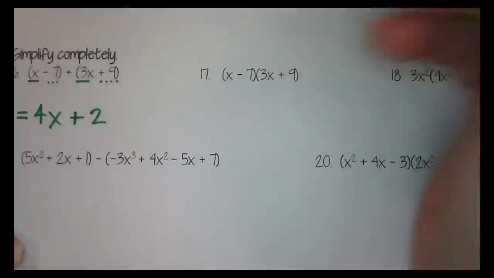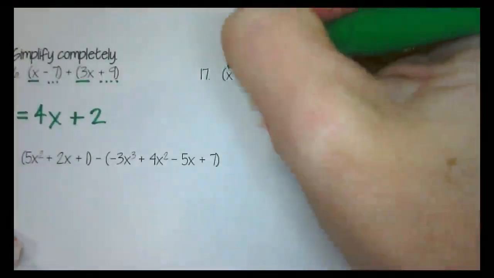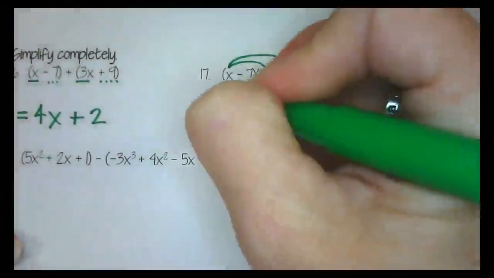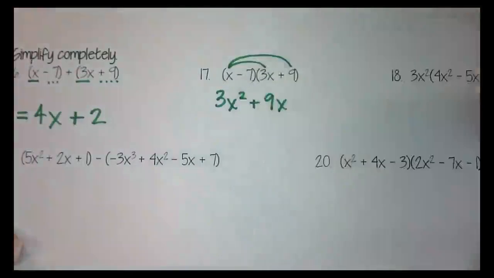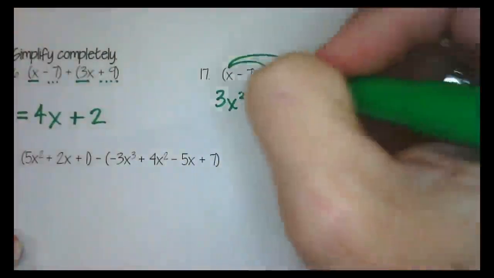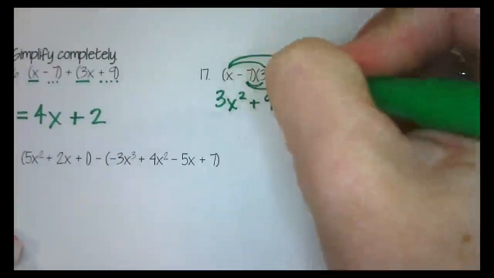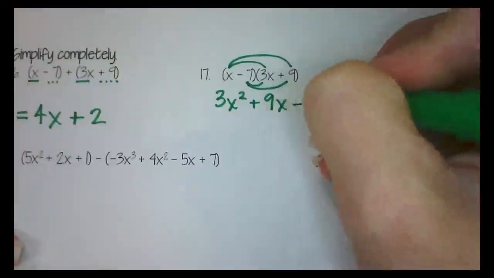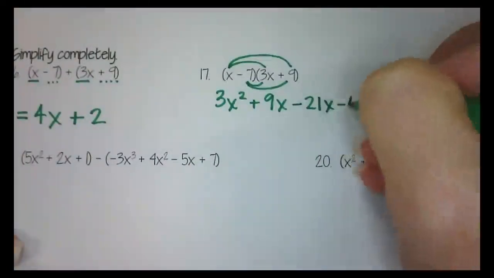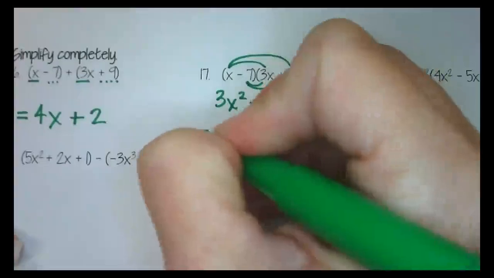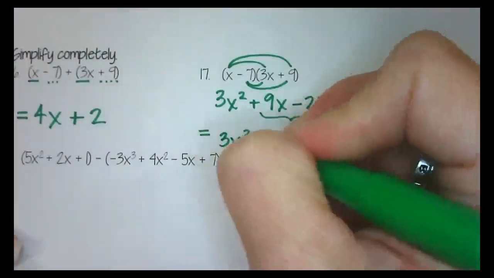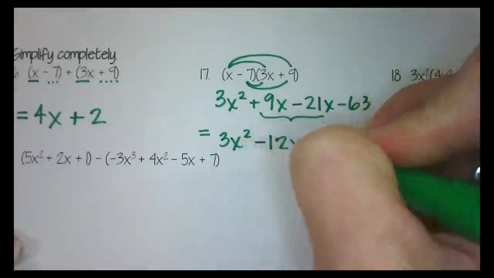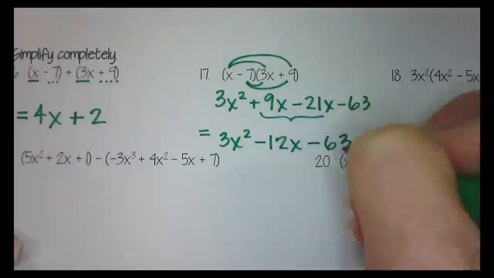All right, next one, now we're multiplying, so I need to distribute. So first I'm going to distribute the x. So that would be 3x squared plus 9x. Now I need to distribute the negative 7, which would be minus 21x minus 63. And then putting together those like terms looks like 3x squared minus 12x minus 63.